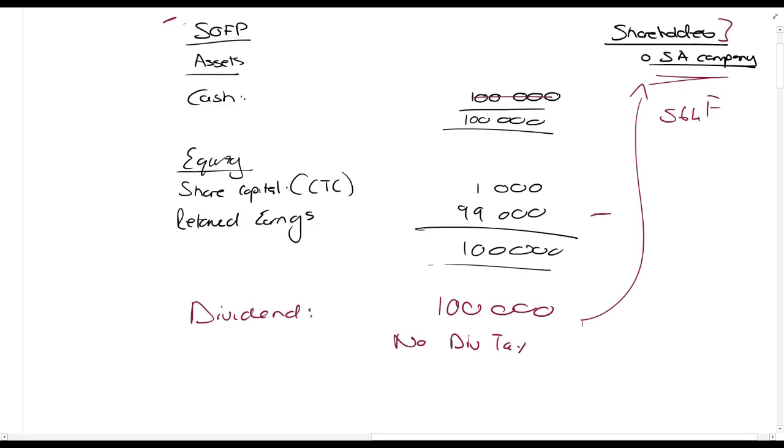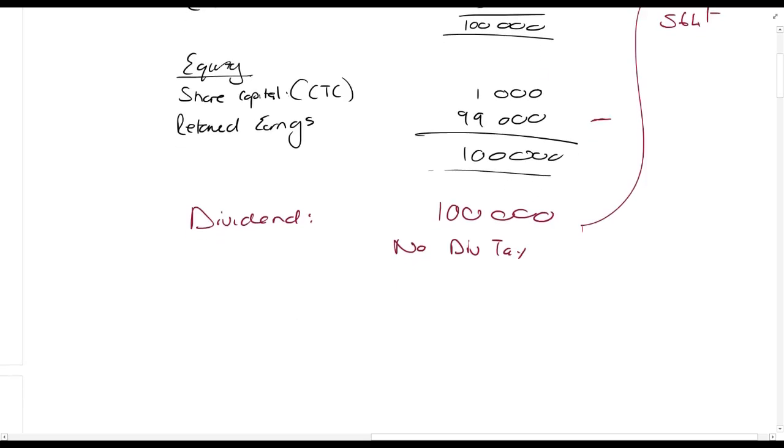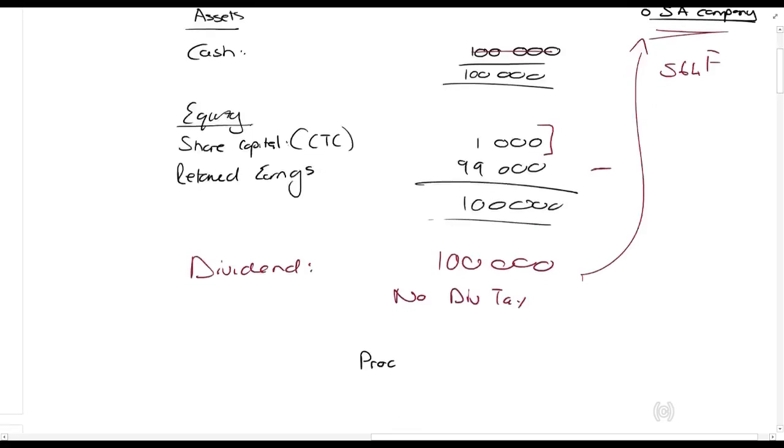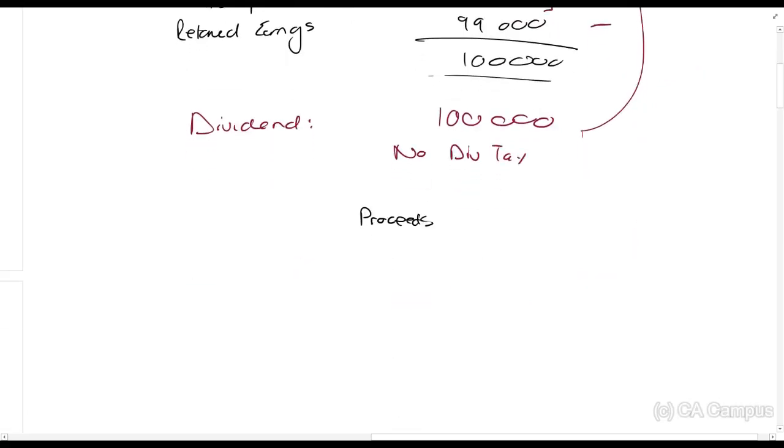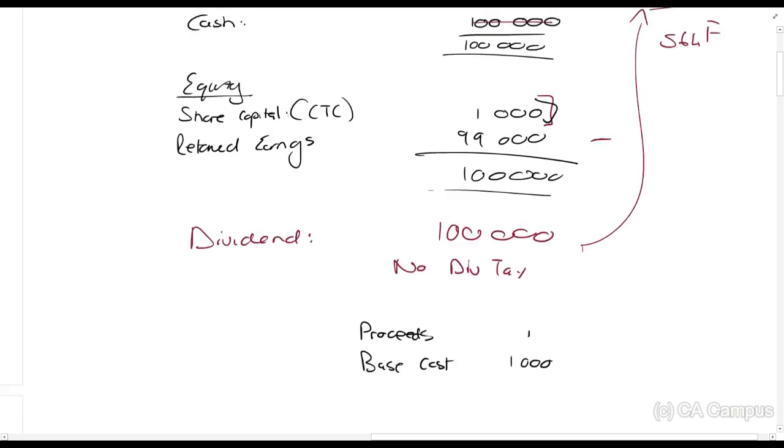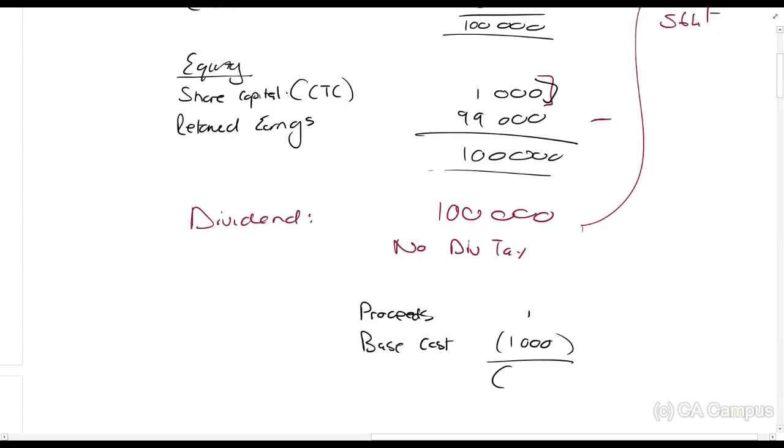So now basically we have no cash. This company is now worth nothing, and we have shares of 1,000 rands. So now this shareholder decides, after we've done this, that I'm going to sell my shares for 1 rand. The base cost of those shares is 1,000 rands. That's how much is spent. So this person makes a capital loss of 999.